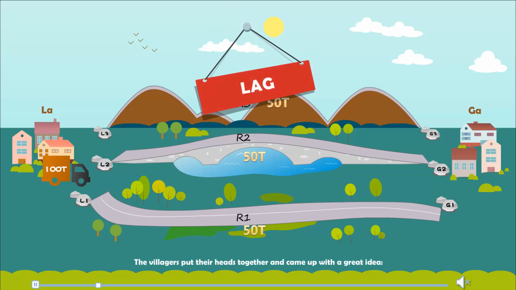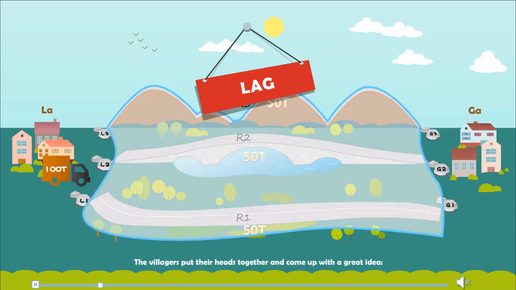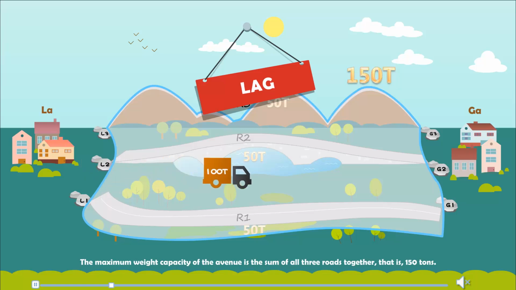The villagers put their heads together and came up with a great idea: Link Aggregation Group, LAG. The villagers bound the 3 roads together to form a virtual avenue. The maximum weight capacity of the avenue is the sum of all 3 roads together, that is, 150 tons.